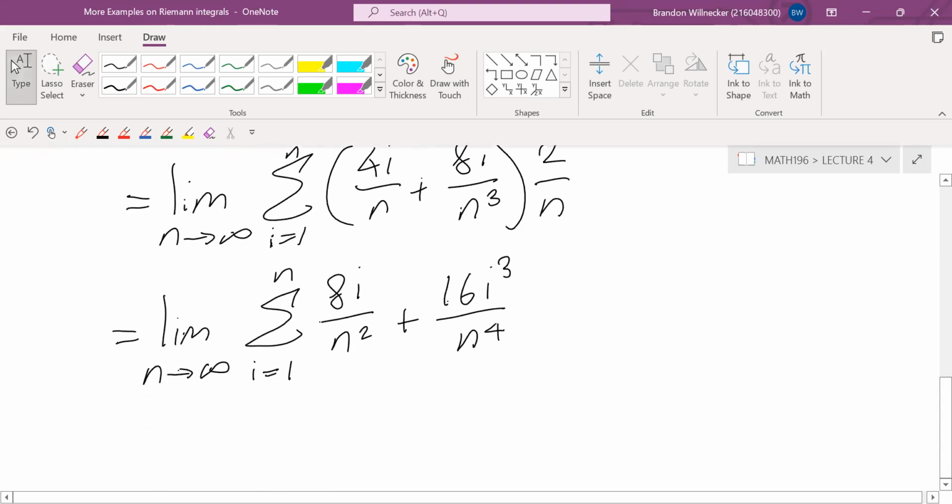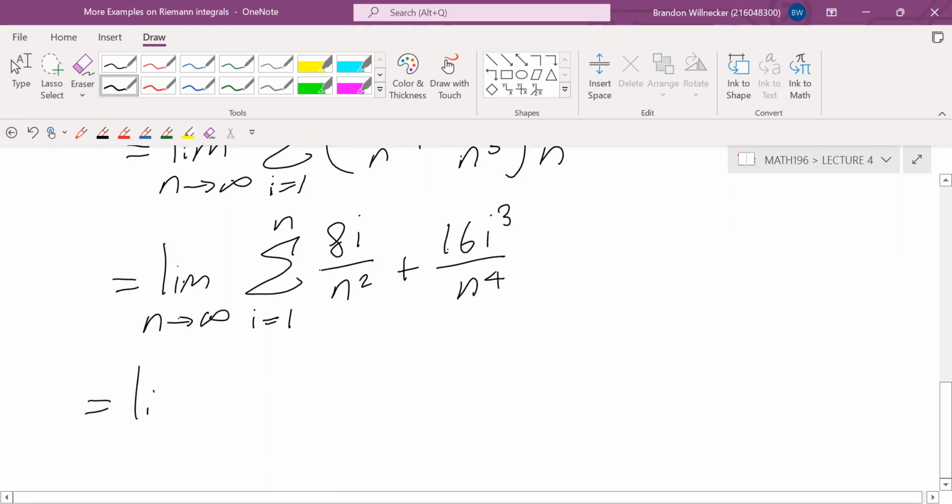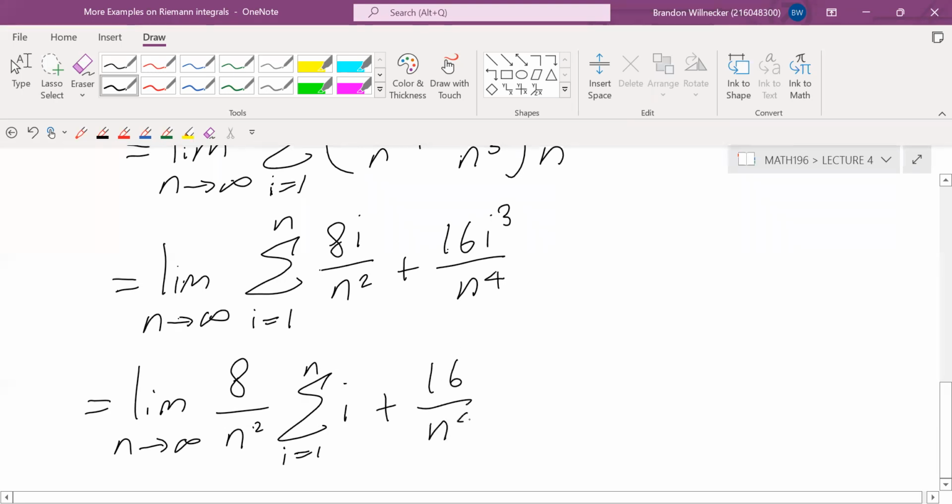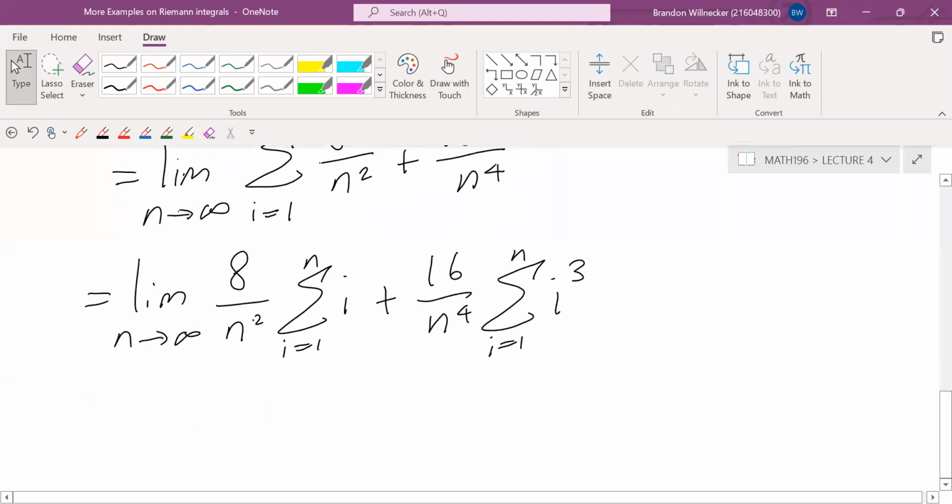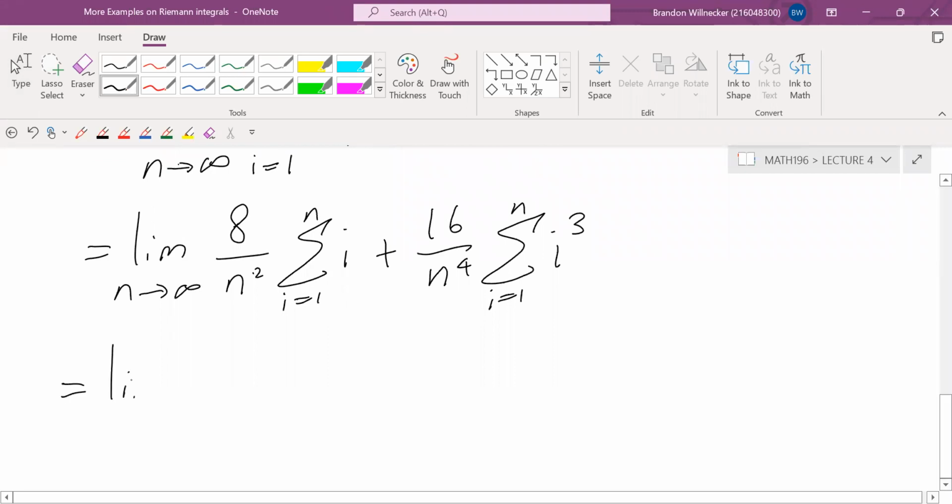Okay, so now we can separate out the sums. So this will be the limit as n goes to infinity, 8 over n squared. Oh, sorry, that's an 8 over n squared. The sum from i equals 1 to n of i, plus 16 over n to the 4, the sum from i equals 1 to n of i cubed. Okay, same thing as before, we replace the summations with those formulae. So this becomes the limit as n goes to infinity.